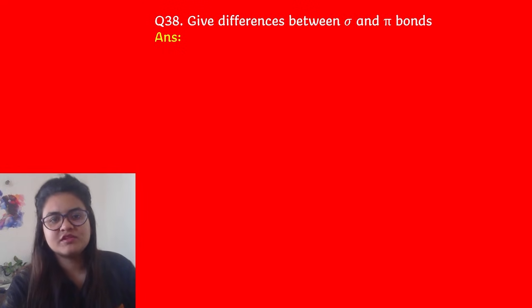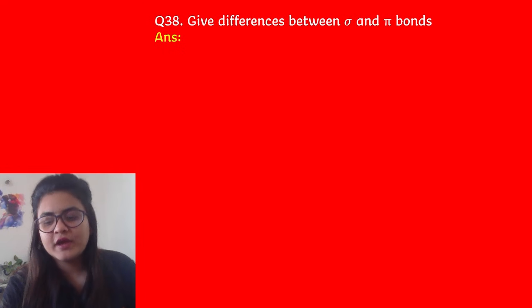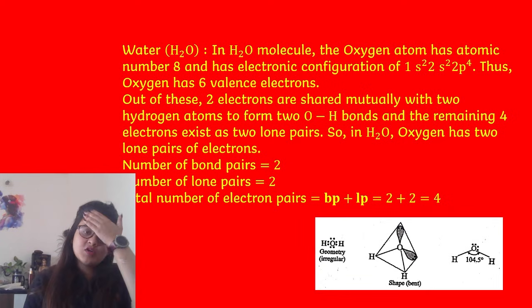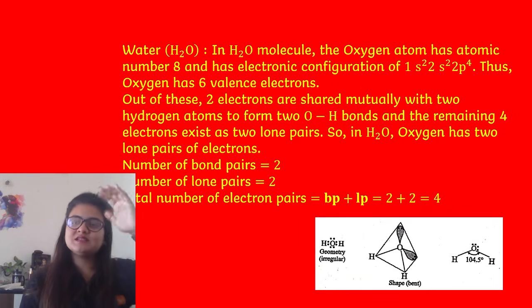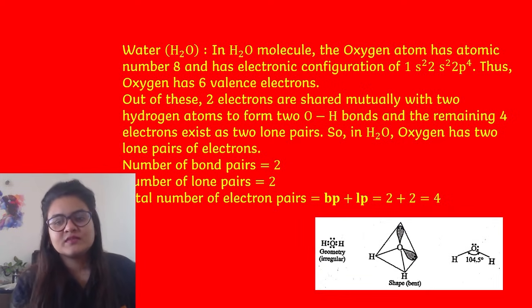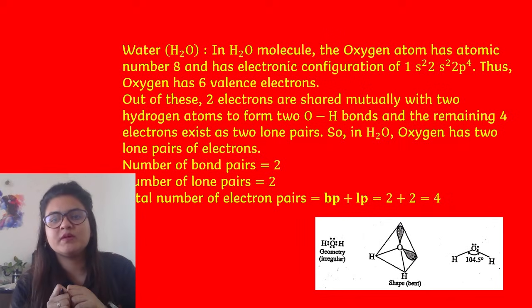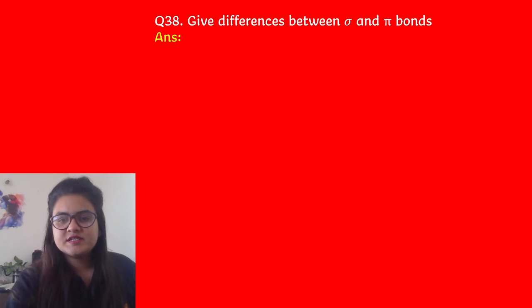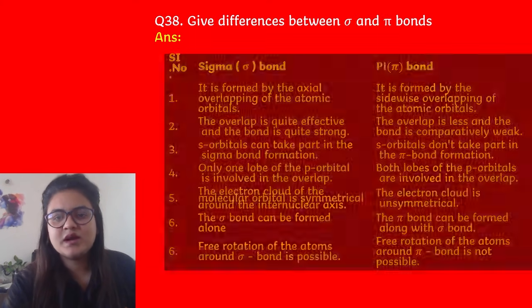Next question, give the difference between sigma and pi bonds. It's very important. But first, for the last question, the bond angle for water, this thing you have to remember, and sometimes they ask the reason behind it. The reason is very simple: lone pair-lone pair repulsion followed by lone pair-bond pair repulsion. That makes the bond angle reduced. Okay, let's proceed. Here comes the next question, sigma and pi bond difference.